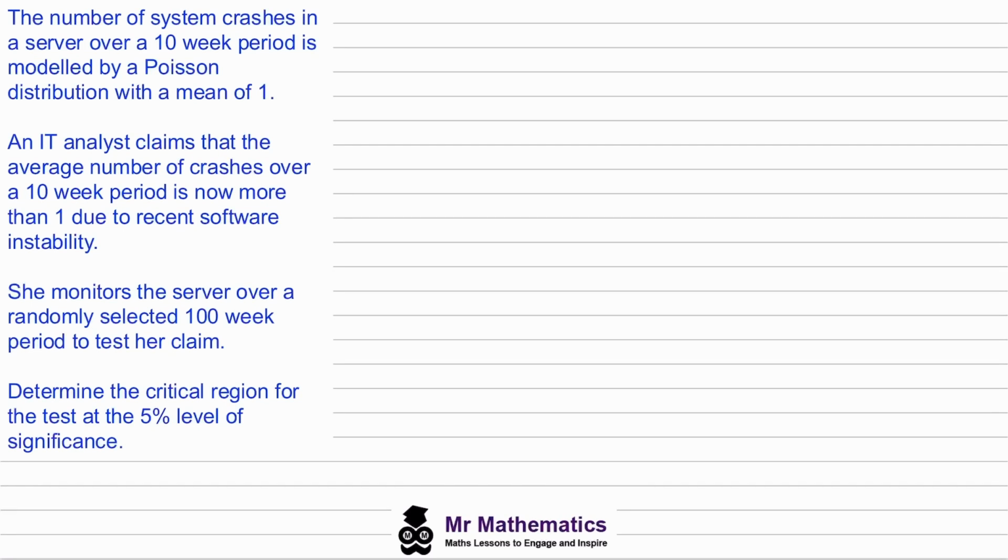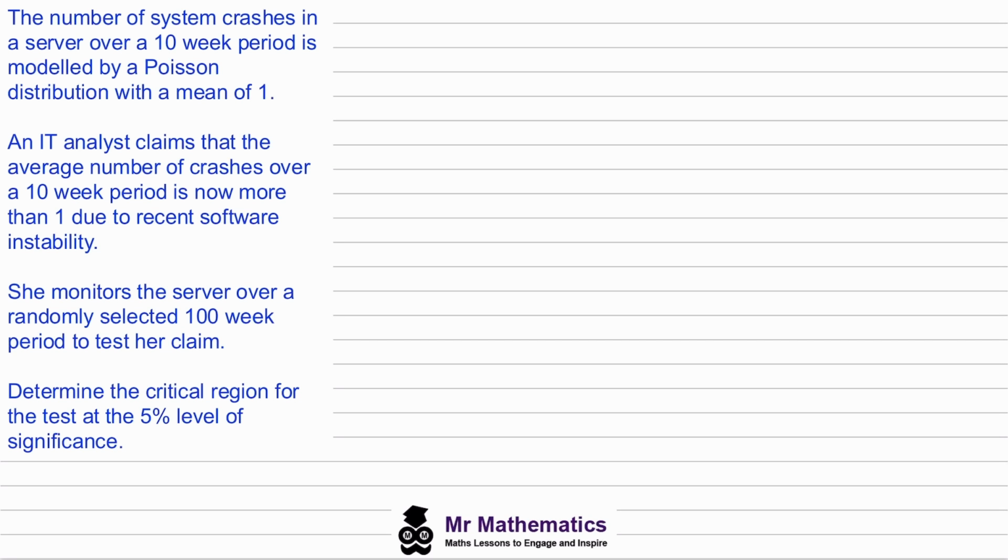Hi everybody. So in this video, we're going to look at finding the critical region of a Poisson hypothesis test. So we'll work through three questions. The first one will be a one-tailed test, then we'll look at a two-tailed test, and then we'll try an exam-style question.